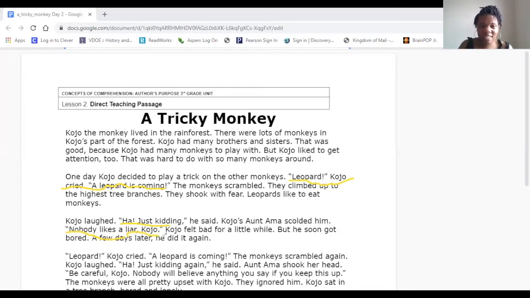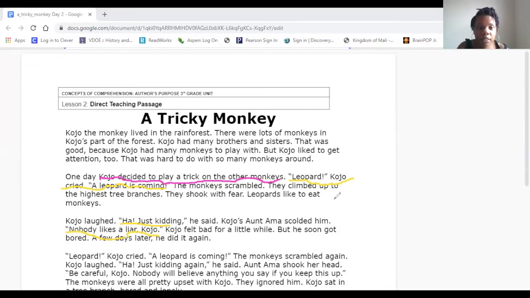And I think it's funny that monkeys are talking to each other in the rainforest. So it's funny to me. I'm enjoying this story. Let's see. Also, right here, it says Kojo decided to play tricks on other monkeys. So Kojo likes to have fun. Being fun is okay, but if you're playing tricks on someone and it's hurting them, that's not okay. But I know that Kojo is fun loving and he likes to joke around.